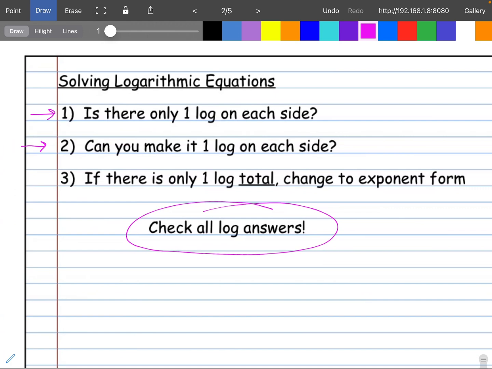If you can make it to where you have only one log on each side, so condense, then again, you can cancel those logs and then solve. However, if you have one log total in the entire problem, or you have to condense it on one side to where you only have one log on one side, then you're going to change it to exponent form and then solve from there.